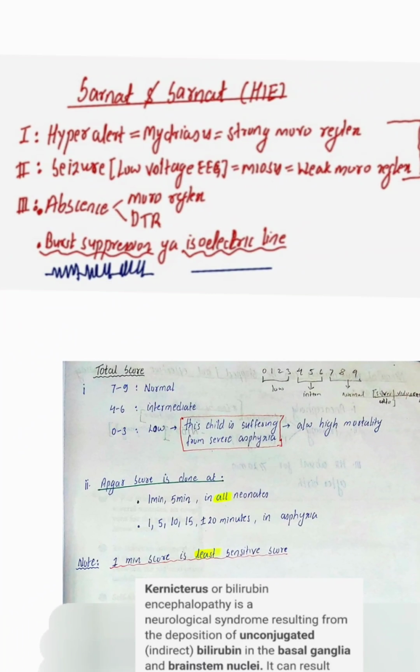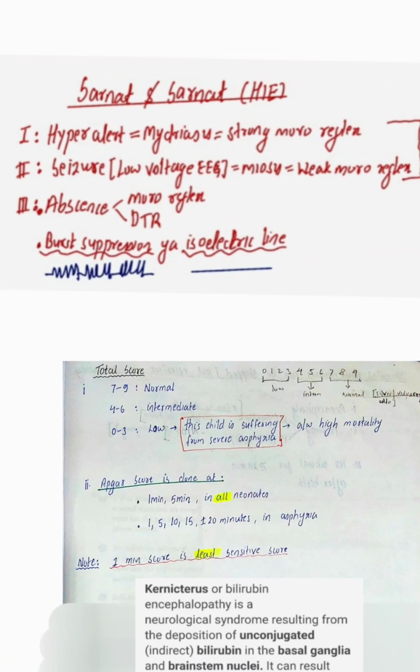Now in Sarnat and Sarnat staging: 1, 2, 3. In stage 1, the baby is hyper alert. Since the baby is hyper alert, there will be mydriasis and a strong Moro reflex. In stage 2, there will be seizure, and this is a buzzword. If the question mentions a seizure, it's definitely HIE stage 2.